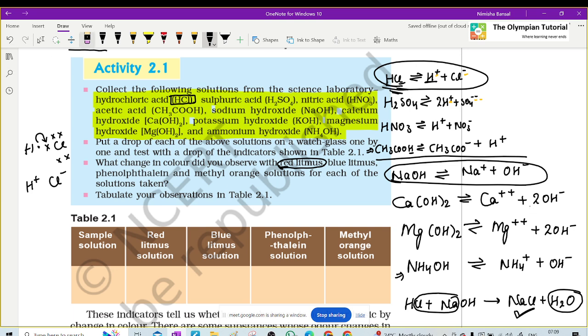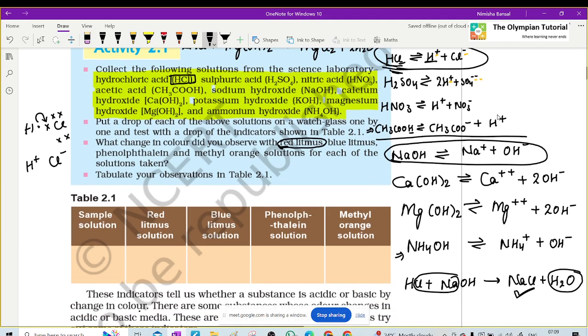Suppose here it is HCl, and one second, I am writing here. It is HCl and it is reacting with magnesium hydroxide. It will give you MgCl2 plus 2H2O. So it is also salt. Yes, ma'am. Okay. Now we will come to our main topic.